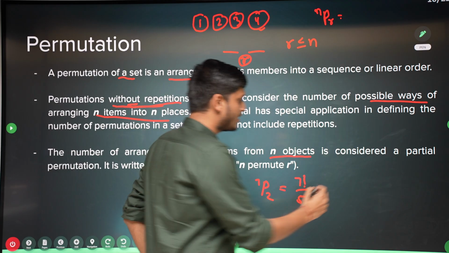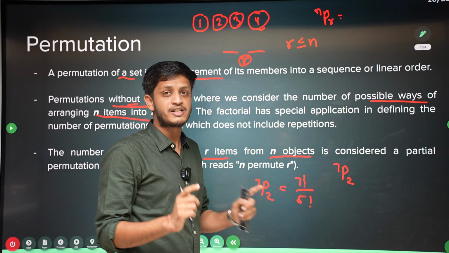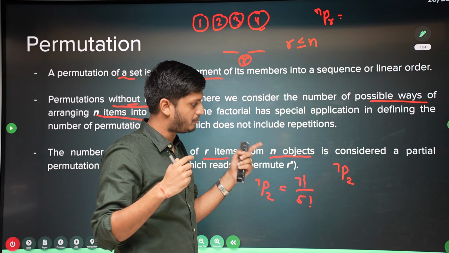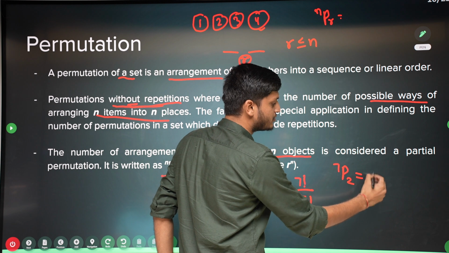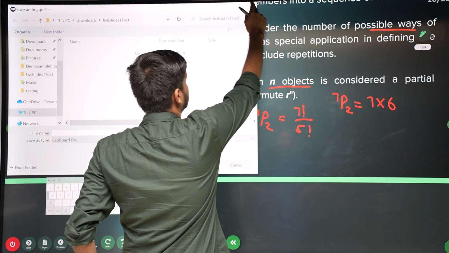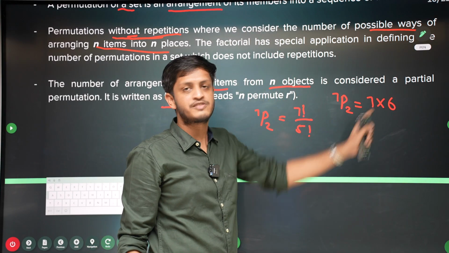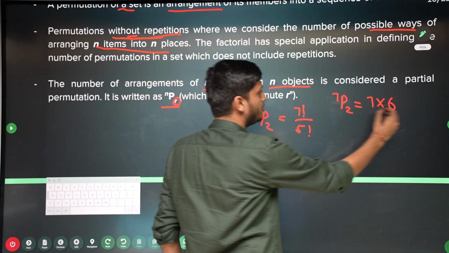Whenever you see 7P2, P means permute. Permute means arrange. Quickly get that in your brain. P means arrange. So you have to arrange 7 objects in 2 places. So the number of ways will be 7 into 6. For the first place, you will have 7 options. For the second place, you will have 6 options. Don't do this. This will take more time. Quickly, you can calculate this.